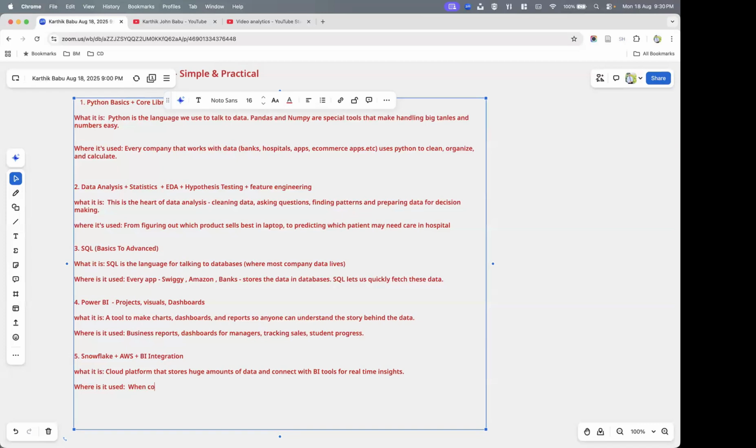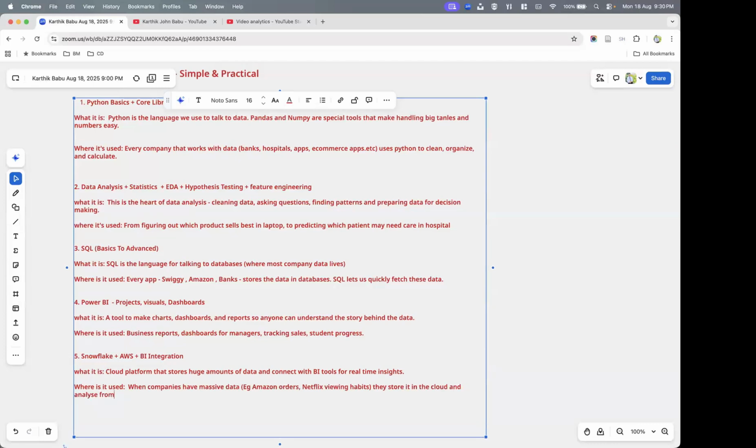So I would say that when companies have massive data, examples like Amazon orders and Netflix viewing habits of the subscribers, they store it in the cloud and analyze from there. This is where Snowflake, AWS, and BI integrations are widely used.